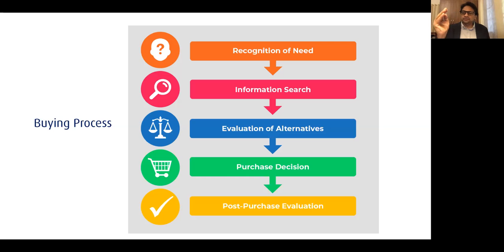So then you start searching for the information. Then you come down to evaluation, saying that I have a Dolce and Gabbana, I have a Ray-Ban, I have a brand called John Jacobs that has come up. It looks quite interesting.